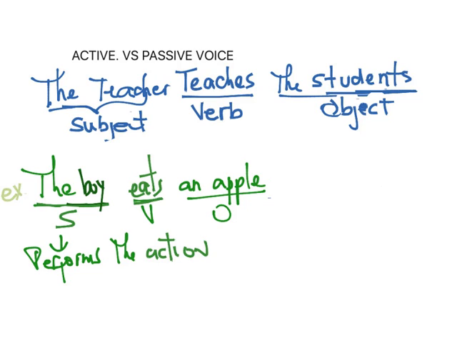In this sentence, the subject is the teacher because this is the section of a sentence that performs the action. The action is the verb, so teaches is the action, and then the students is the object, that is to say, the part of a sentence that receives the action.